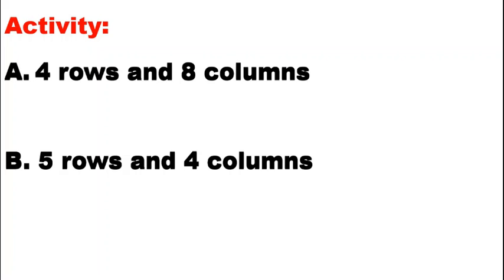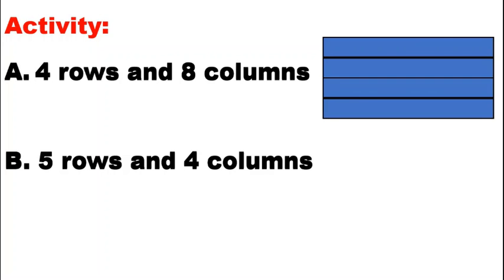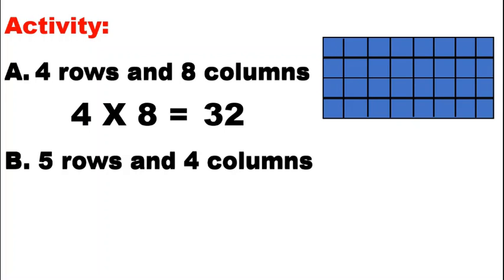Okay, time is up. I guess everybody is done answering our activity for today. Let's start with letter A. We have 4 rows and 8 columns. So let's start creating our rows and columns. First we need to draw 4 rows and cut it into 8 columns or 8 parts. What would be the multiplication sentence we can create? Very good. 4 times 8 is equal to 32.